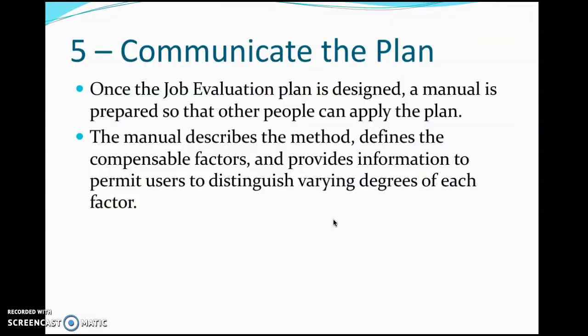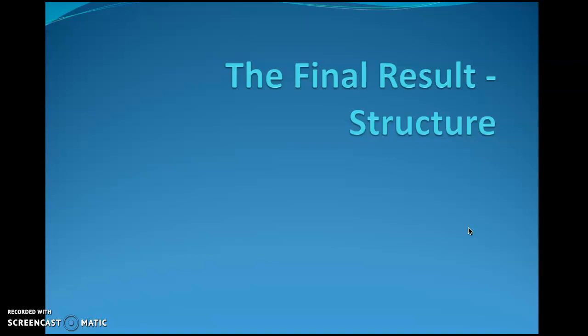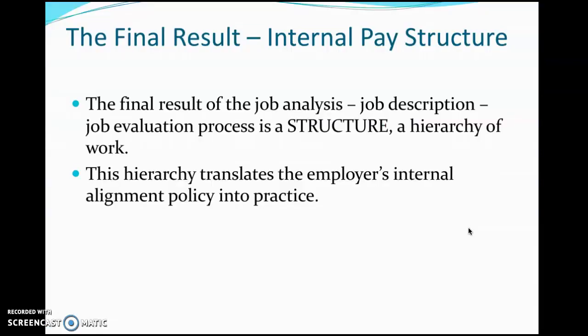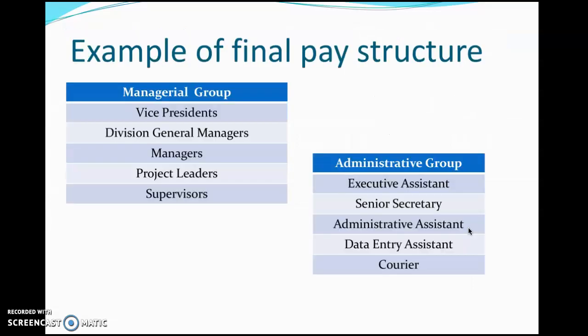The next step, once we've done all of that, is to make sure that people understand it, people can apply the plan. We have to communicate these things very clearly. We communicate what our compensable factors are. We communicate where the degrees are in terms of each job, etc. What are we getting when we do all of this? The final structure. We're getting a structure that shows which jobs are seen to be more valuable than others. This is really the essence of compensation here.